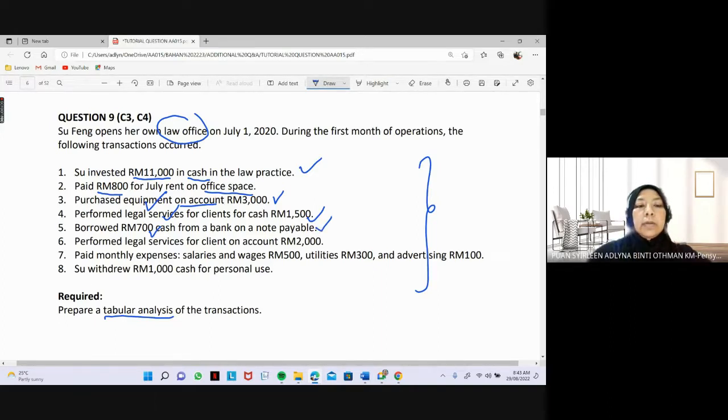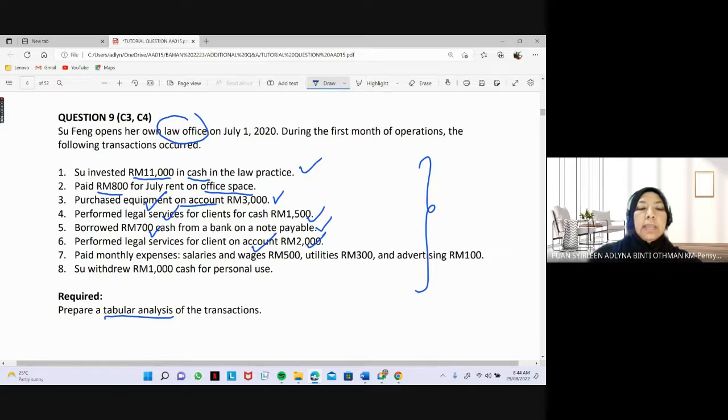Okay, all right. Number 6, kita perform legal services. So that means the services has been rendered, tapi pelanggan belum bayar because the amount of 2,000 is actually on account. So revenue is declared, and at the same time, your asset also increased, but not in a form of cash, because cash money has not been received. So that 2,000 ringgit is actually your accounts receivable.